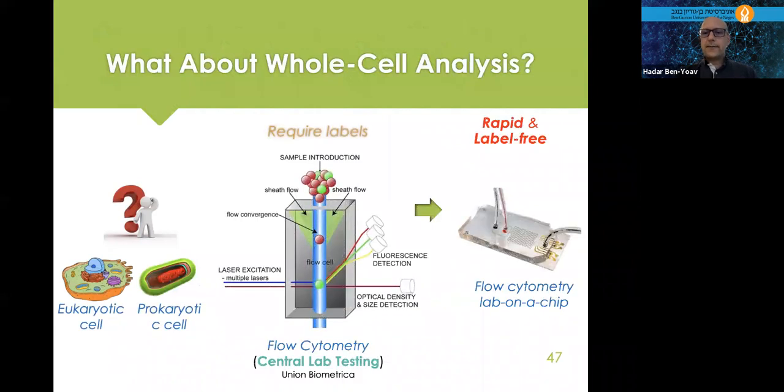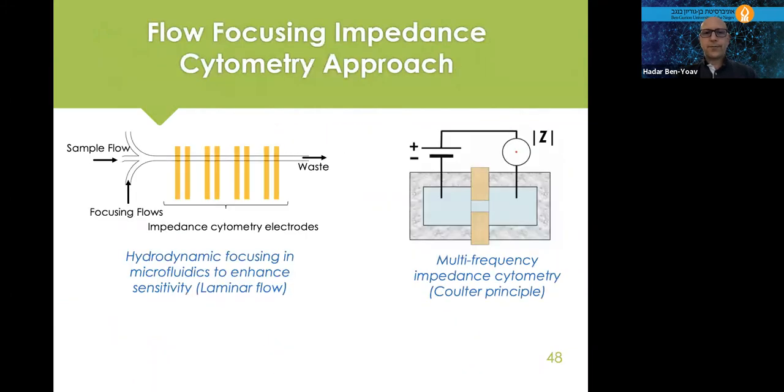So what we have done is doing that on a chip. And this is how it works. This is a bigger image of the detector. We have pairs of electrodes here. Samples are moving. And what happens when you have two electrodes and something is moving on top of them? We have something called the Coulter principle.